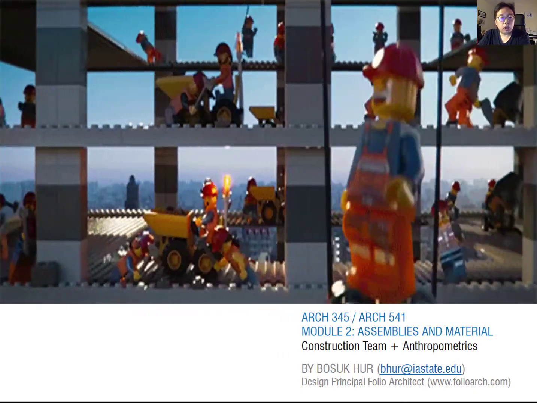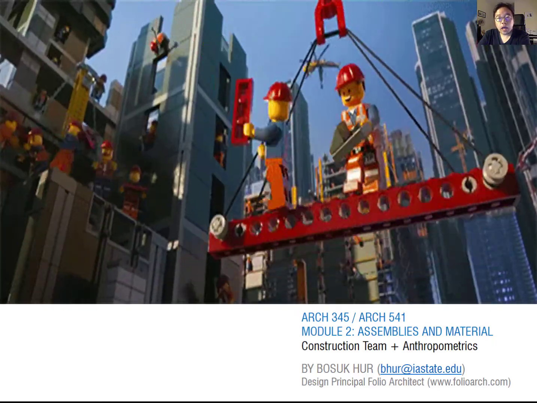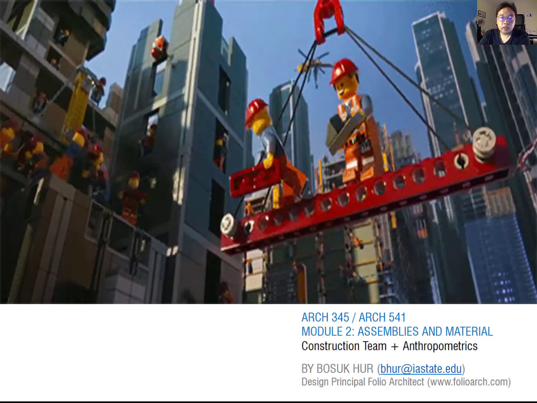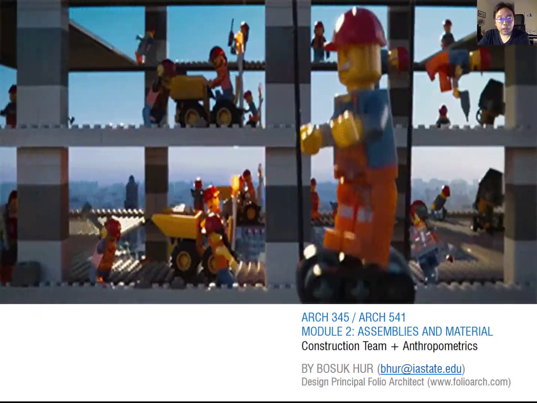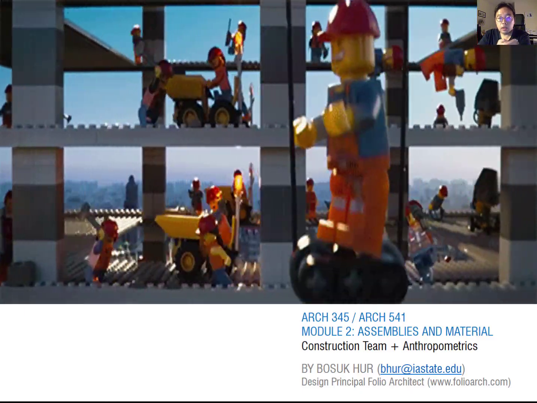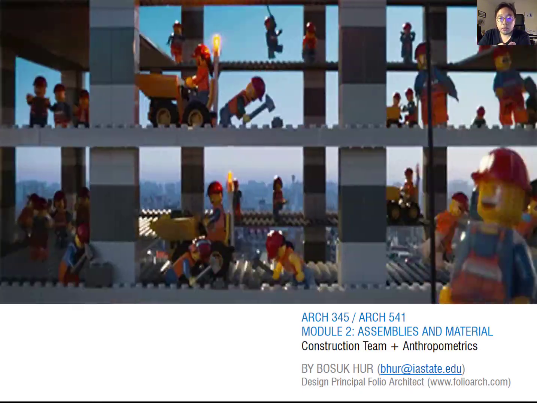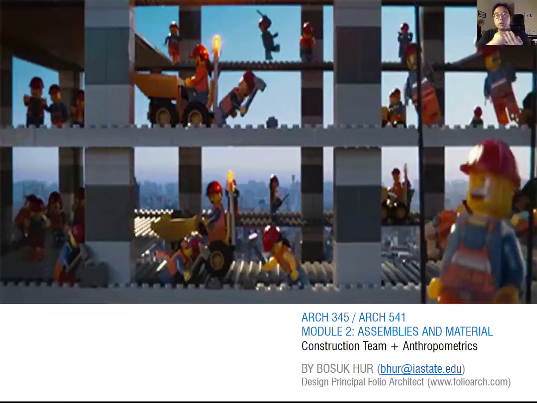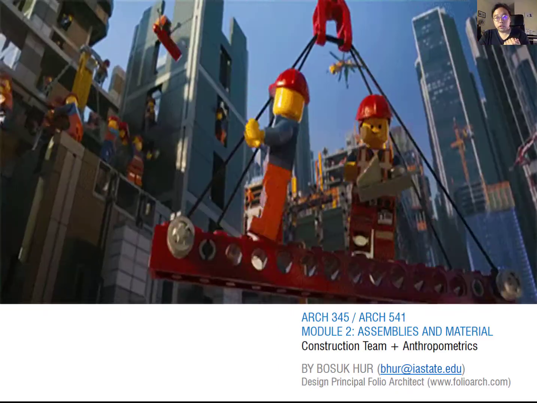I chose this topic for the first lecture because I believe it is the most fundamental learning for this class. You should know about your body first when you design a space. Okay? So this is about anthropometrics. Anthropometrics is body measurement data. Okay? So we will talk about this topic further today.